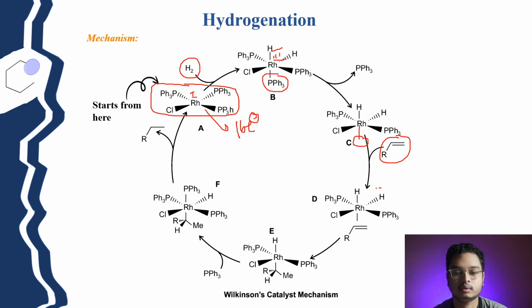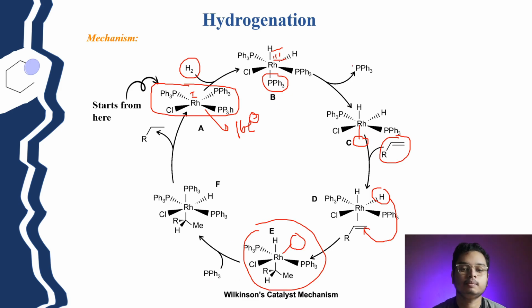You can find here that one of the hydrides is transferred, and it generates this type of intermediate. Here a vacant site has also been generated. Now the PPh3 that was initially removed comes back here to fulfill the vacant site. Now a reductive elimination takes place. Reductive elimination is observed between this particular group and the remaining hydrogen here.